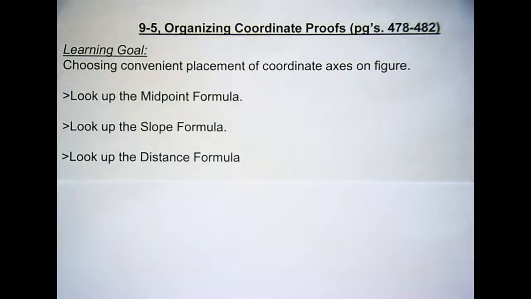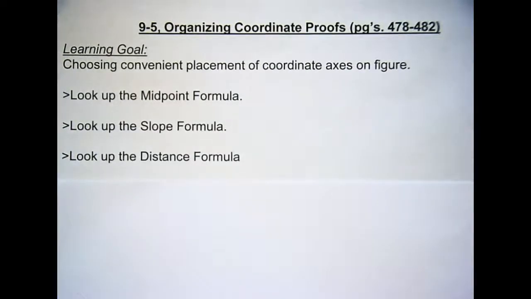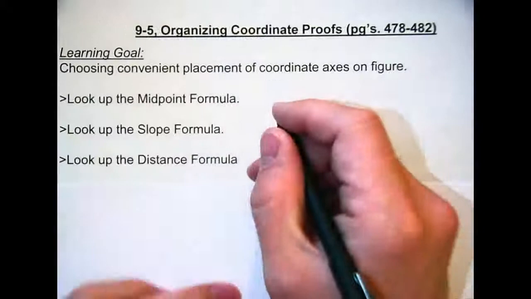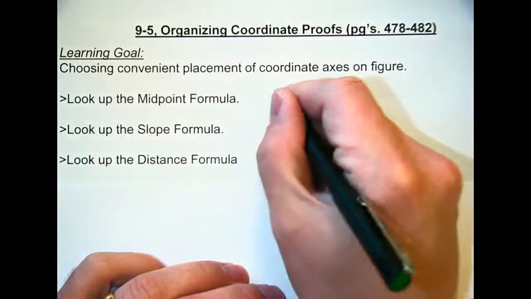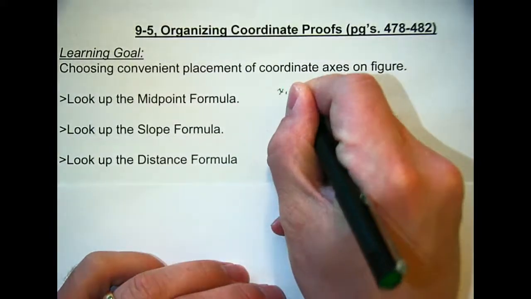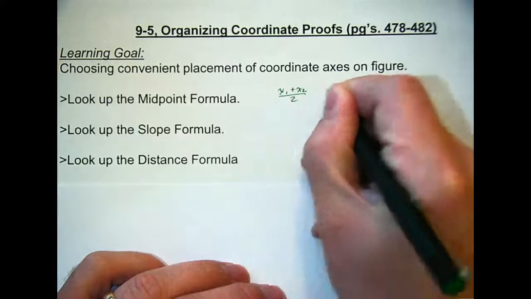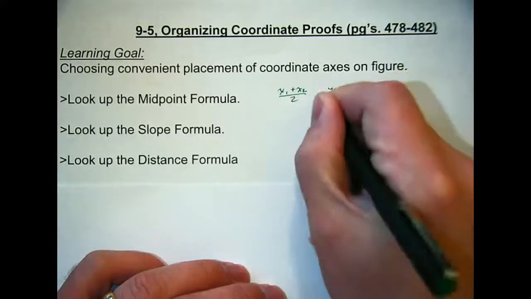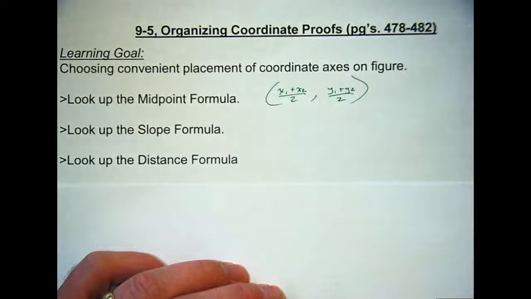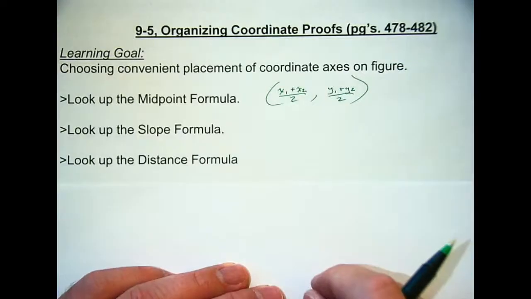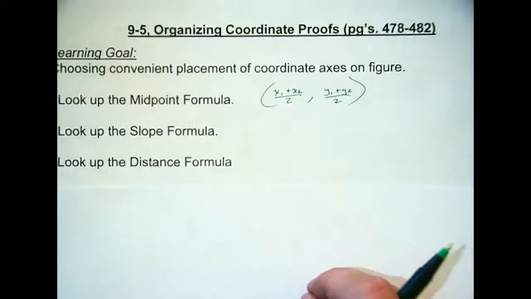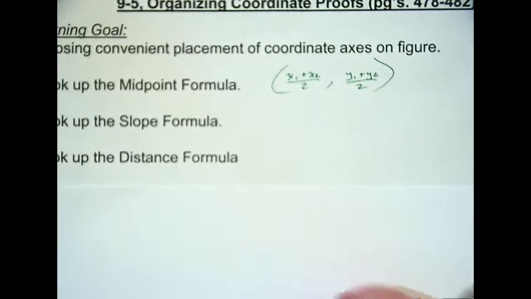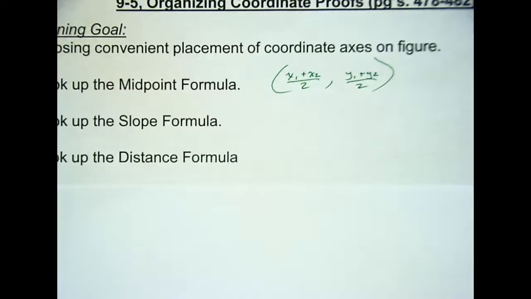What's our midpoint formula? Chase. Isn't it x1 plus x2 over 2, and then y1 plus y2 over 2? Good. So the midpoint of a line is a coordinate, right? So that is our midpoint formula. We're adding our x values together, cutting them in half, and then adding our y values together and cutting them in half, finding the average of them.